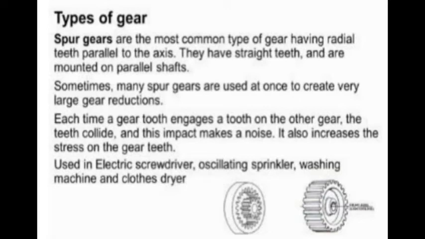So if you want to transmit power, we have a shaft over which a gear is mounted, and then we have another shaft with another mating gear. So the gears are mounted on parallel shafts. If the shafts are at some inclination, then spur gears cannot be used. Sometimes many spur gears are used at once to create very large gear reductions.